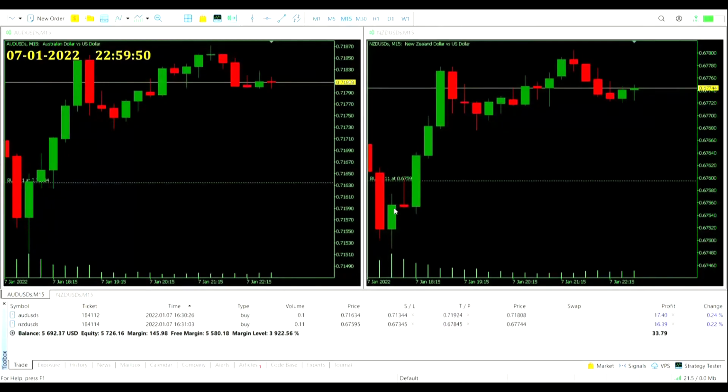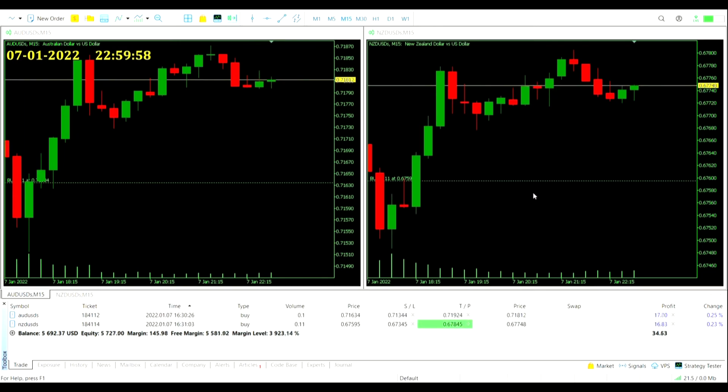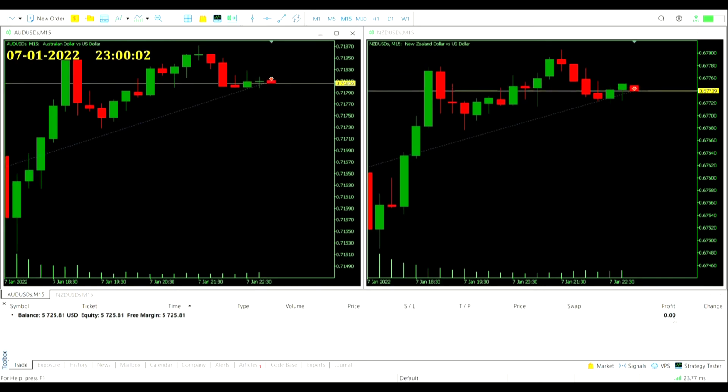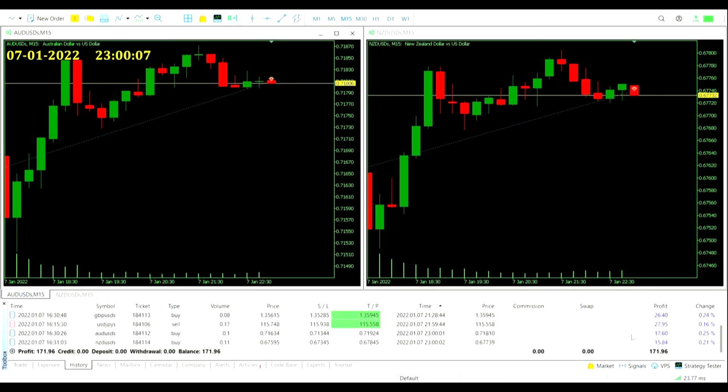It is almost 11 o'clock, so that does mean in just a few seconds we will be closing down both these trades, the Aussie dollar and the New Zealand dollar. The holdouts, neither of them able to get to the take profit. There's the turnover, so we close them off. Pretty strong though, $17.60 on the Australian dollar US dollar and $15.84 on the New Zealand dollar US dollar.